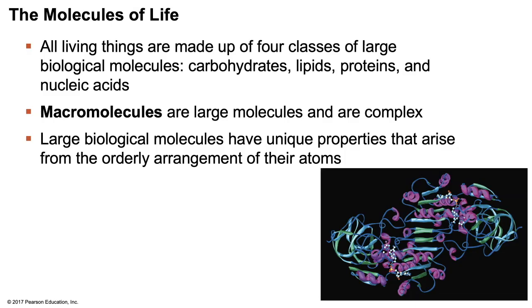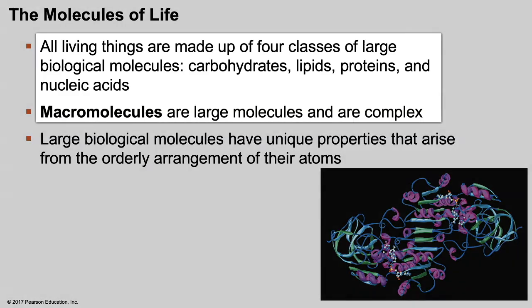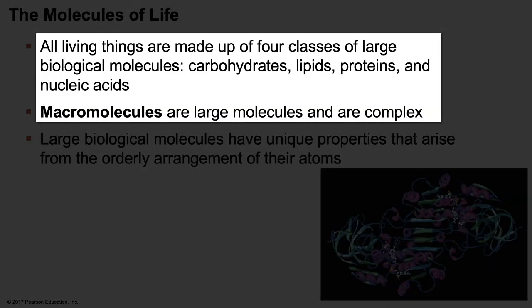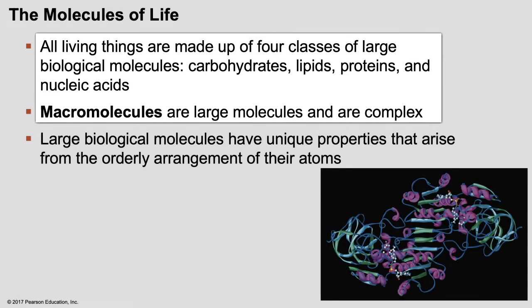As I've mentioned, all living things are made of four classes of large biological molecules: carbohydrates, lipids, proteins, and nucleic acids. These large biological molecules are called macromolecules. Let's break down that word.